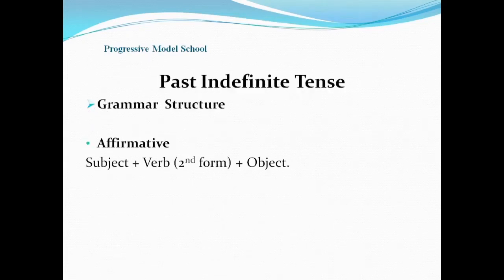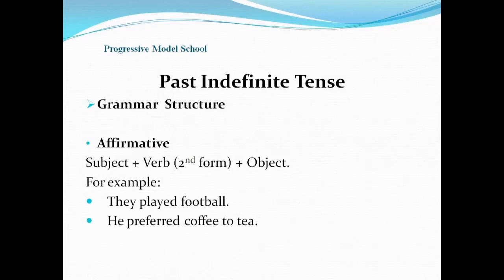So here is the structure. Only in this tense we use the second form of the verb in affirmative sentences, and we do not use the helping verb for the affirmative sentences of the past indefinite tense. For example, they played football. He preferred coffee to tea. I wrote an application for school trip.